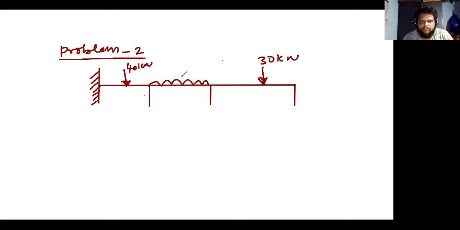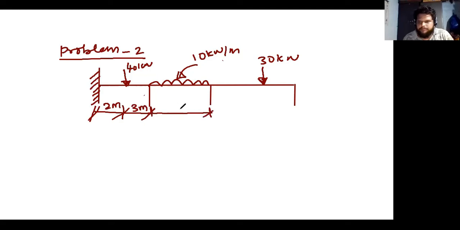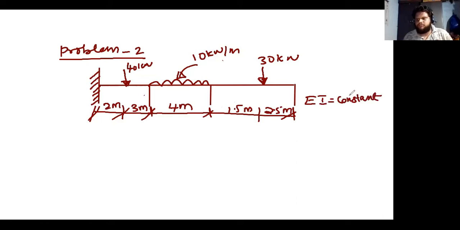The UDL is 10 kilonewton per meter. For the 40 kilonewton span, the total span is 5 meters, with the load acting at 2 meters from the left-hand side and 3 meters from the right-hand side. The second span is 4 meters, and the third span is 1.5 meters from the left-hand end and 2.5 meters from the right-hand end. EI is constant. This is the question given.